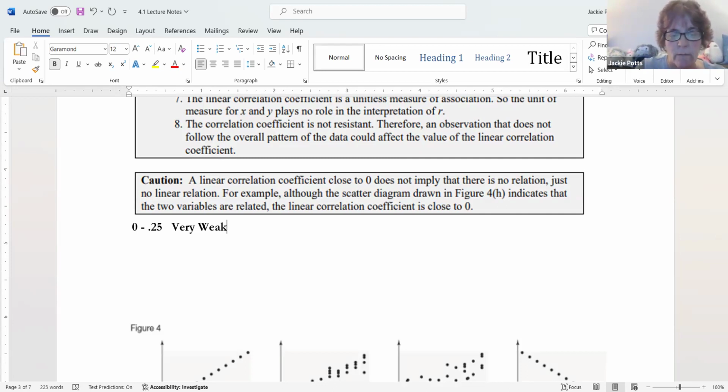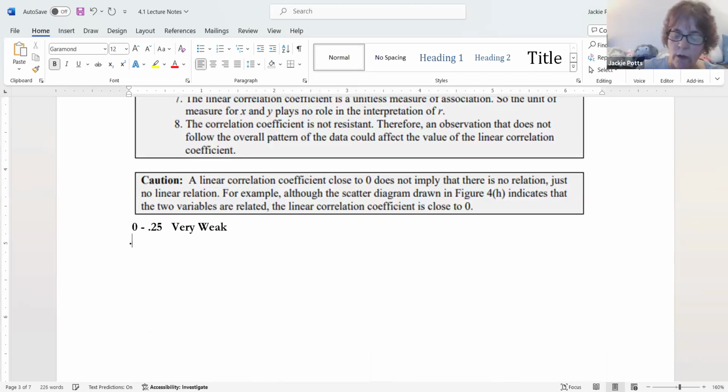We say it's very weak. 0.26 to 0.5, we call it weak. 0.51 to 0.75, we call it moderate. 0.76 to 1, we call it strong. Now, does it mean it's cut and dry?